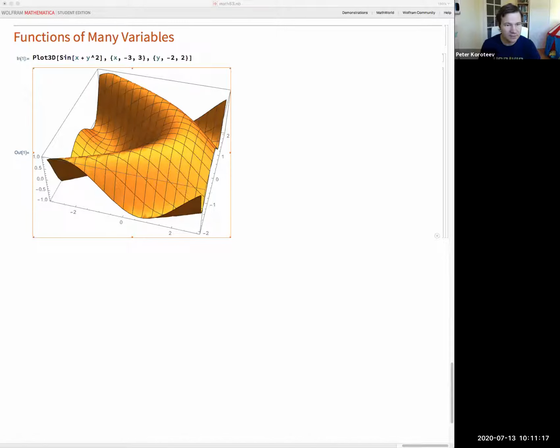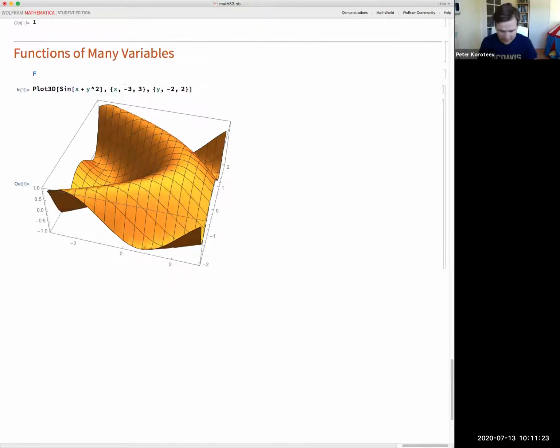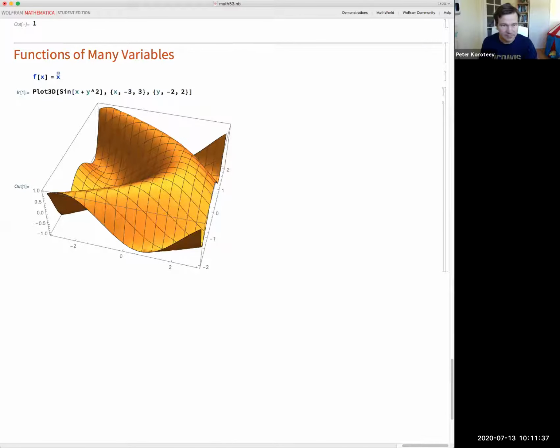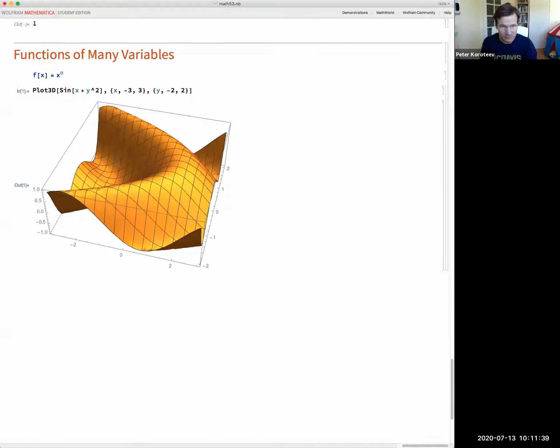So what's a function? We'll now look at functions, the function f of x. Before we had a function of a single variable, where you have some expression, for example, x squared plus 3x plus 2. That was a function of one variable.